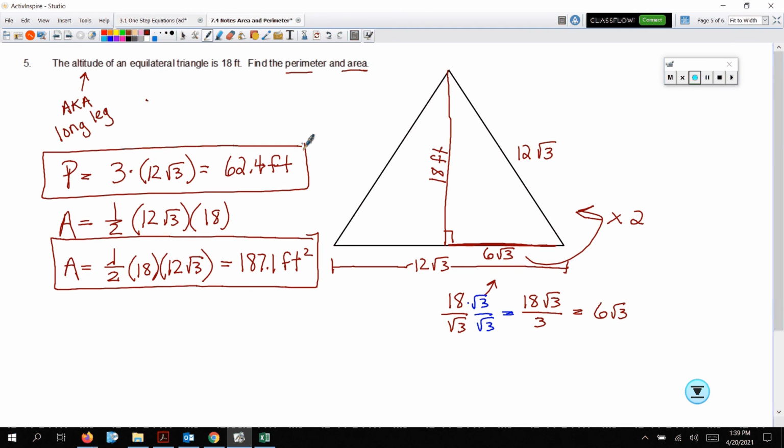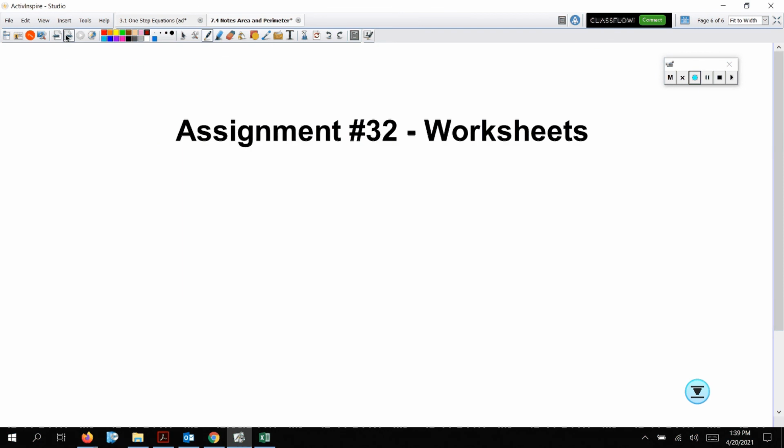All right, one more, or is there one more? Was this the last one? Let's find out. Oh, snap. It is. All right, so there's another set of worksheets to do for practice for this part of the assignment, or, you know, like part of special right triangles.